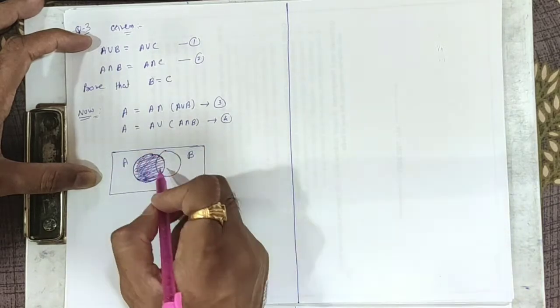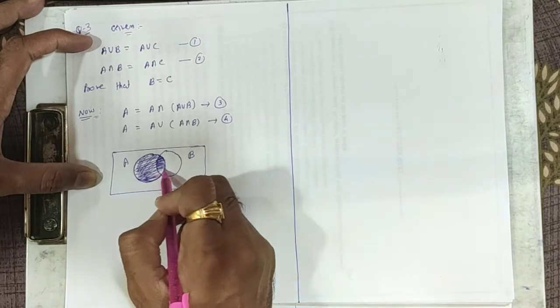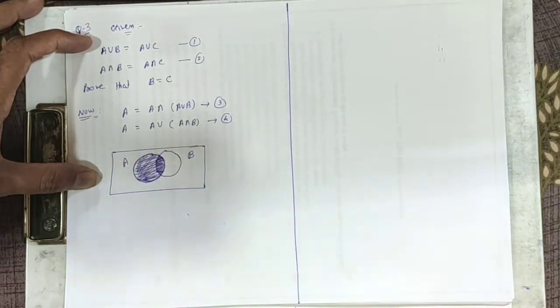Similarly, set A is nothing but A union (A intersection B). This is A intersection B. Then A union (A intersection B) is the entire A.